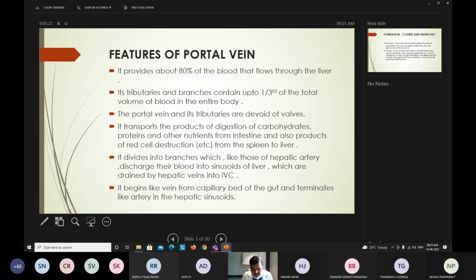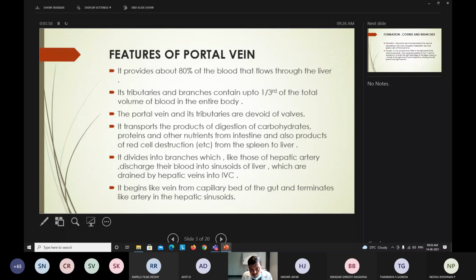Similarly, the portal vein divides into branches like those of the hepatic artery. Hepatic artery divides into right and left branches; portal vein also divides into right and left branches. The right branch goes to the right lobe of the liver, the left to the left lobe, and these branches discharge the blood into the sinusoids of the liver, which are drained by the hepatic veins.